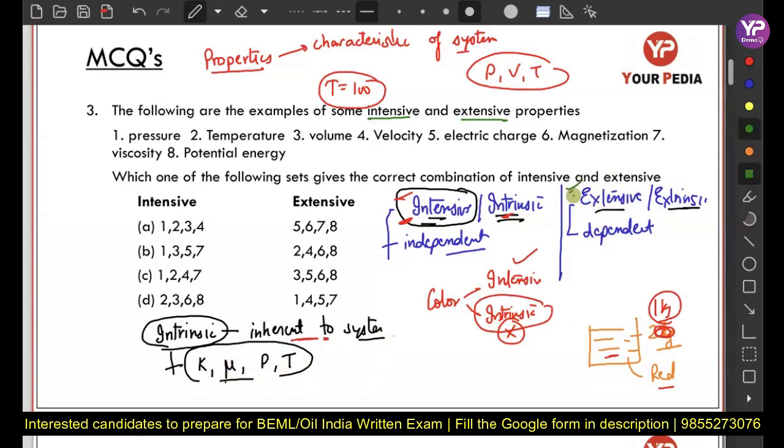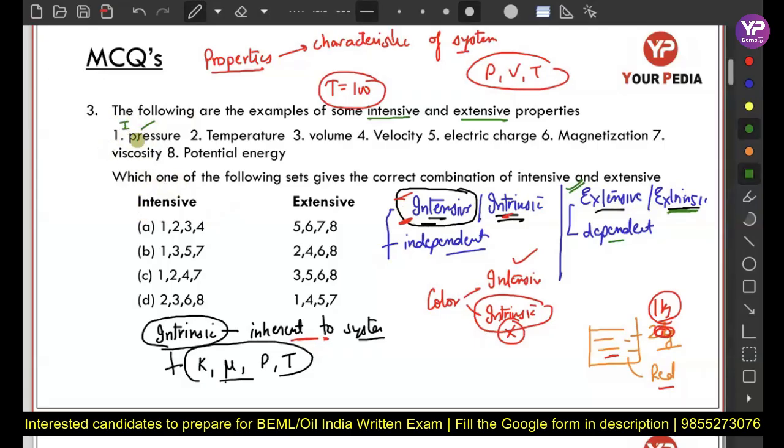extensive is one which is dependent upon the mass. Extrinsic is one which is basically defined by, or I can say dependent on, the system. This is a slight difference. Now if we talk about the examples, pressure comes under the intensive.